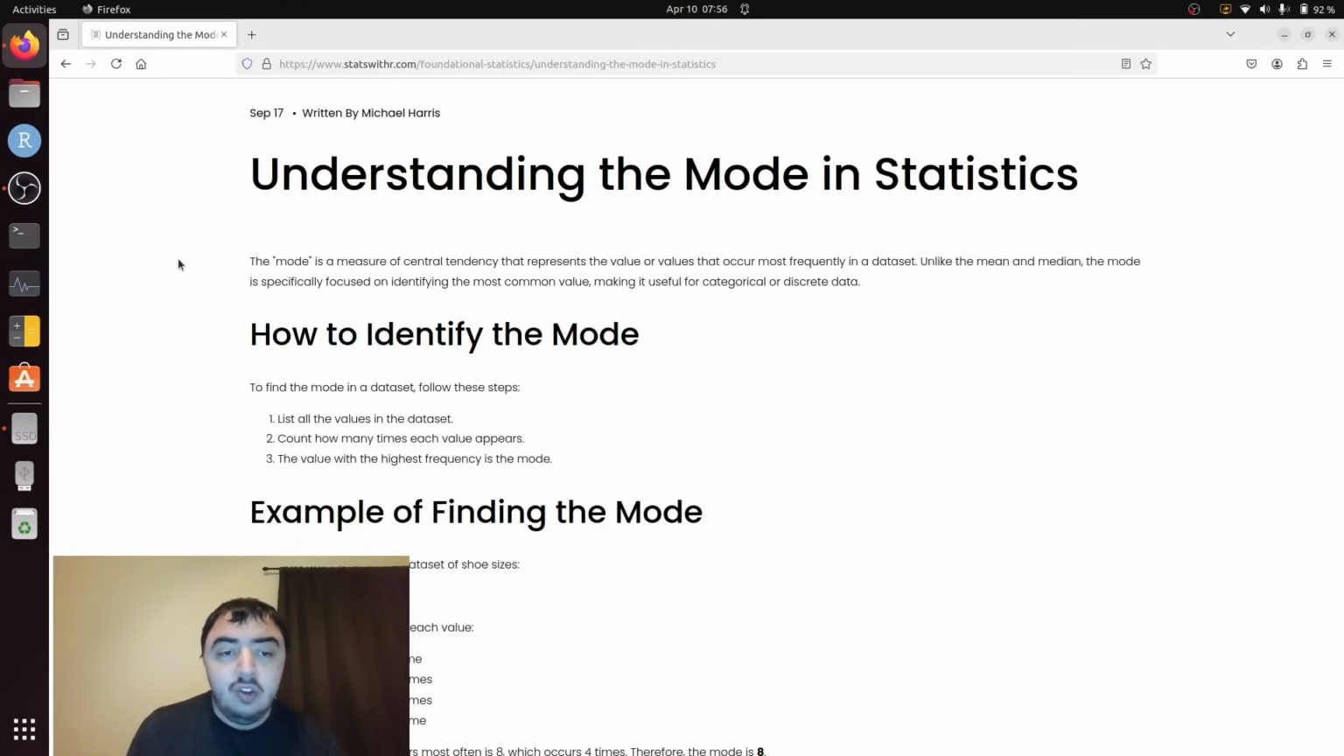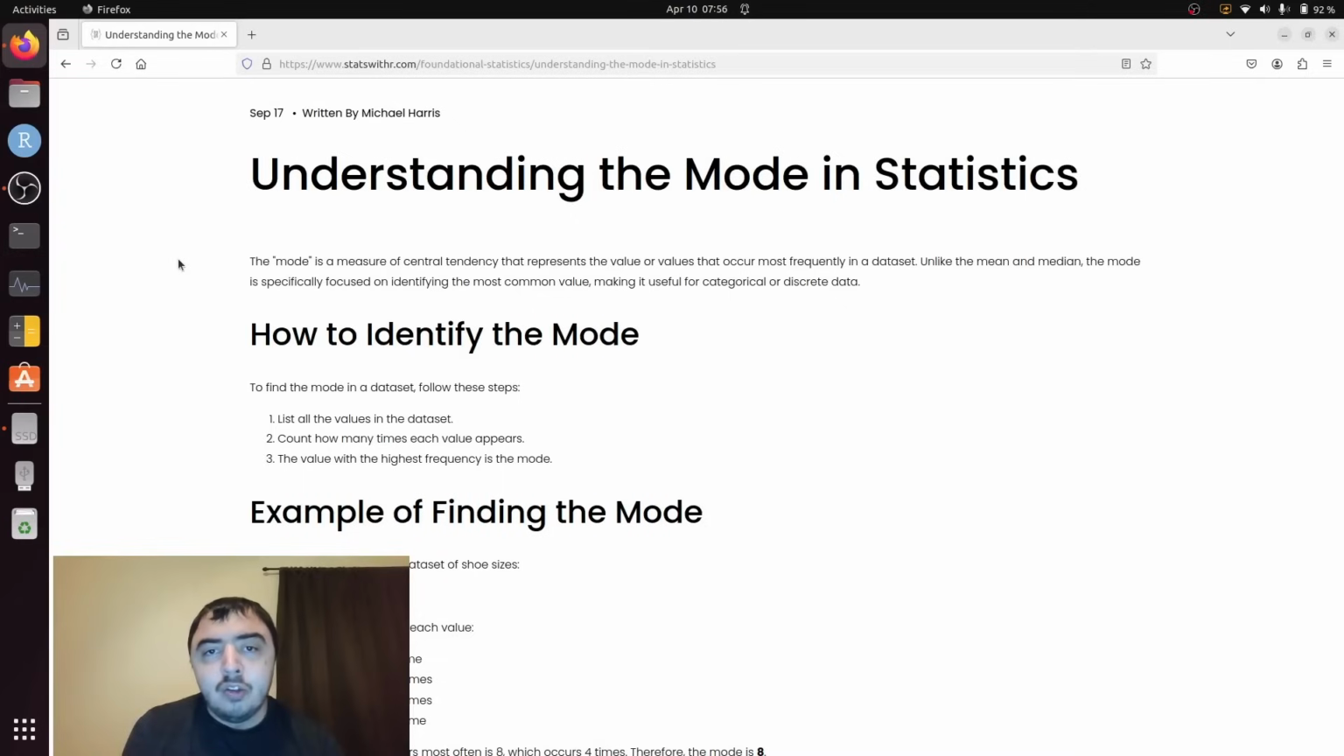Today I'm talking about the mode. The mode is the last measure of central tendency I will be talking about. It's the most frequently occurring value in a data set. We often want to use the mode when the median and mean don't make sense. For example, when we have categorical data.